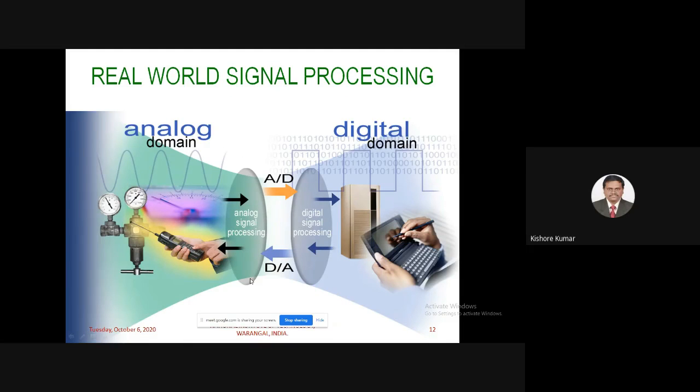Coming to real world signal processing. For any type of signal processing, there are two domains: the analog domain and the digital domain. Suppose I want to find out the room temperature or the pressure. That is a physical quantity that we will try to find out with the help of a tachometer, and from it, I'll try to convert that physical quantity into an electrical signal.